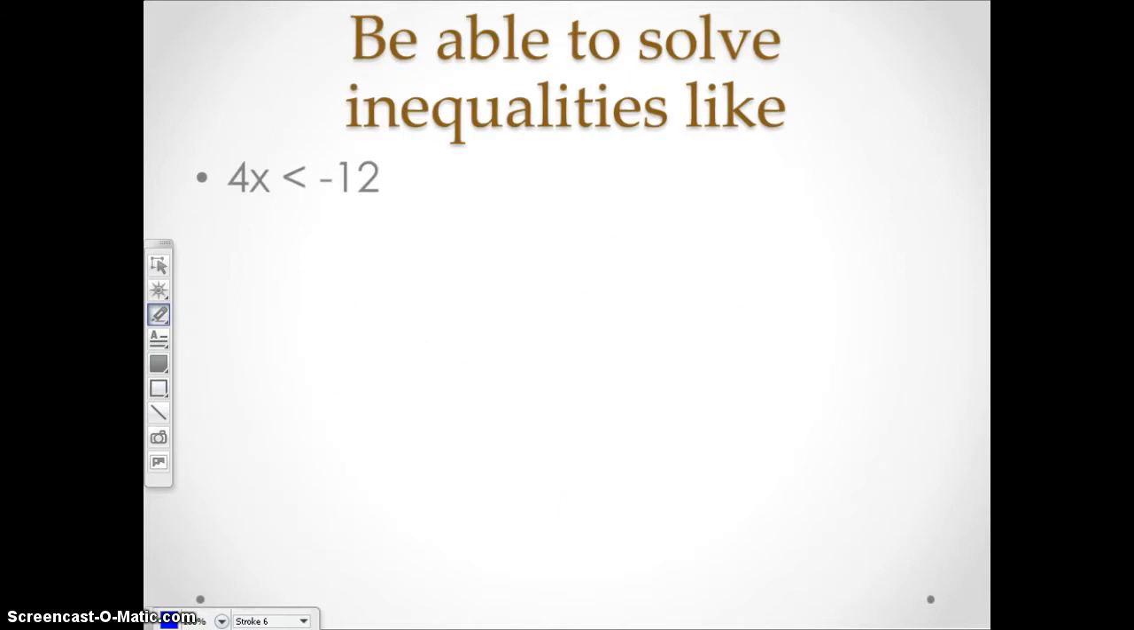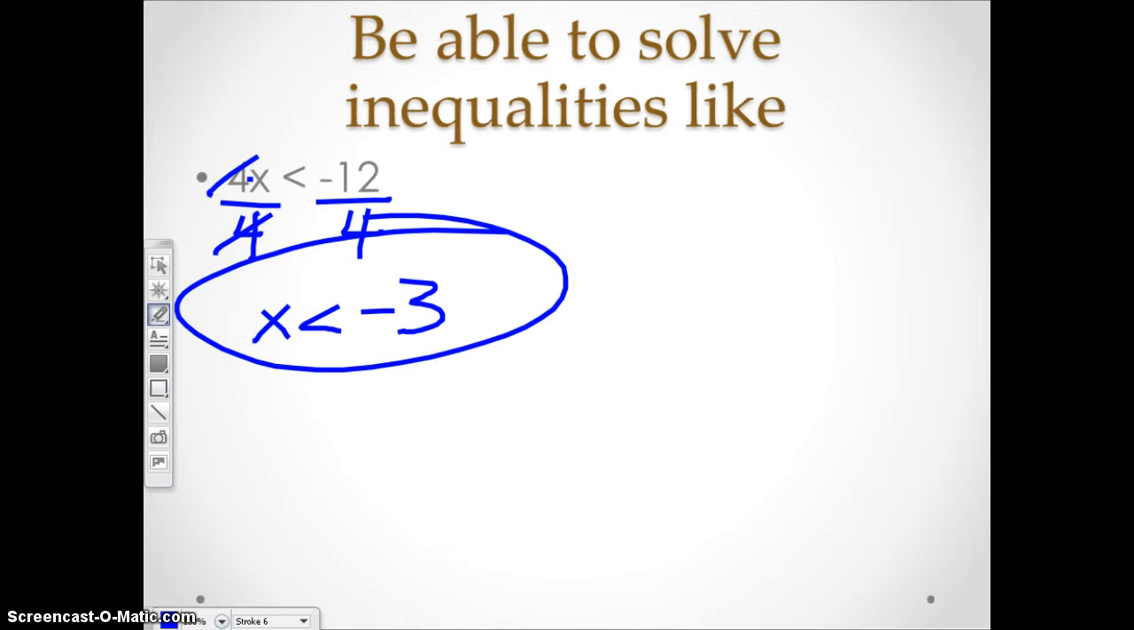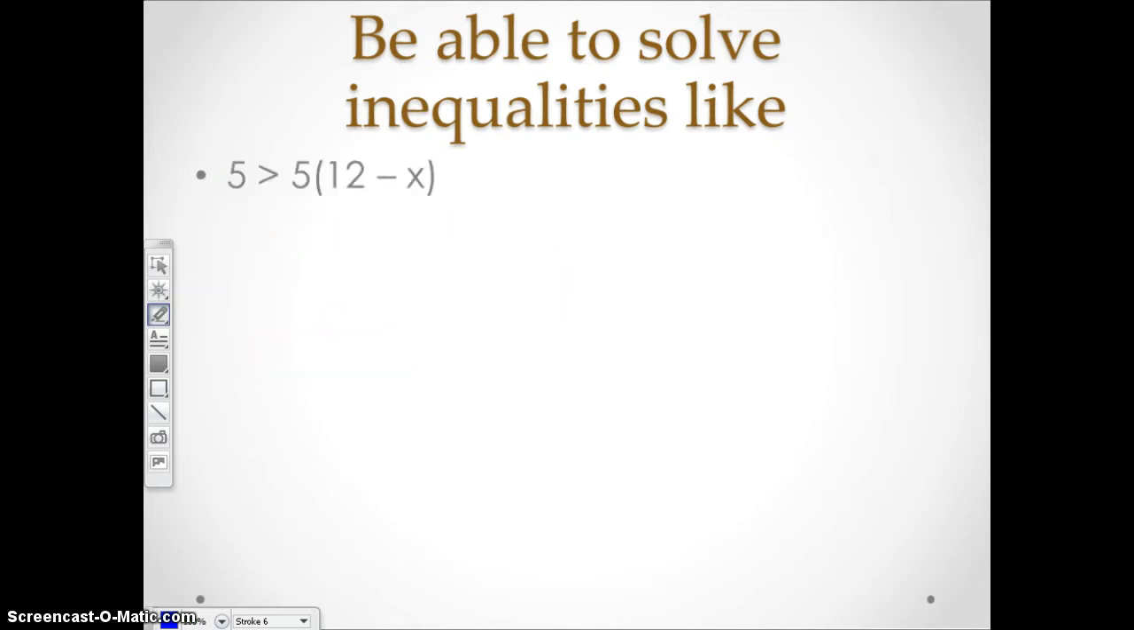Be able to solve inequalities like this. We need to isolate x. How are we going to isolate x? Break it apart from that 4. It's currently being multiplied by 4, so if we divide by 4, it undoes it. 4 divided by 4 gives us 1. Negative 12 divided by 4 gives us negative 3.